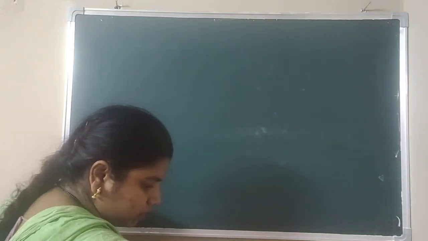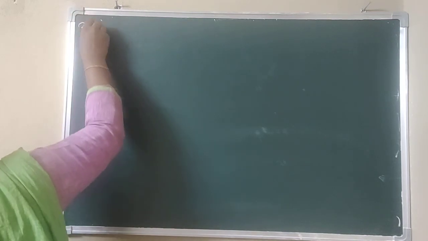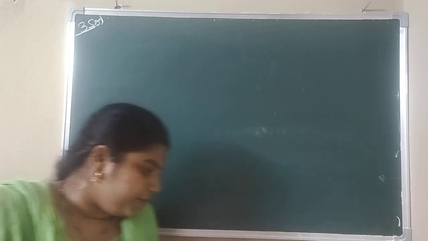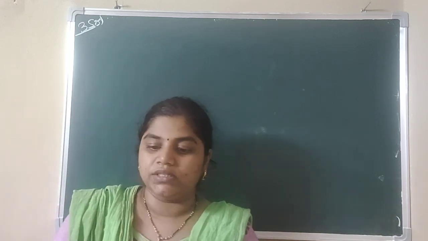So next is third question, third solution. So what is this third solution? We will see. So what is the third question? The difference between two positive integers is 36.